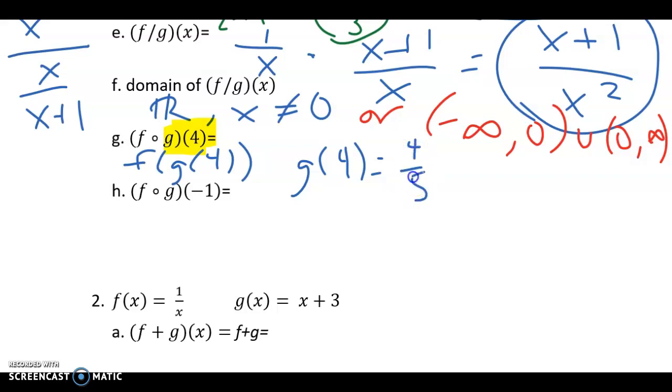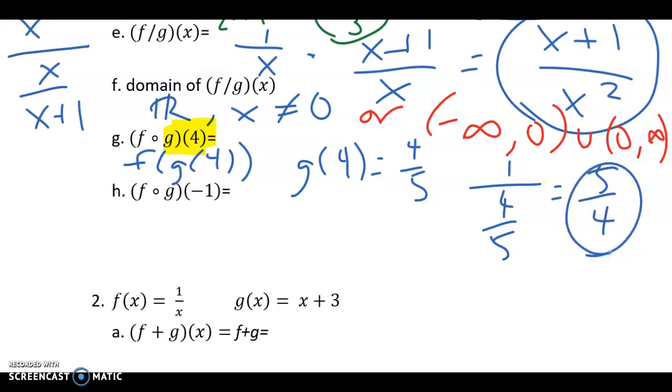And then we need to plug 4/5 into f. Remember, f was 1 over x. So we've got 1 over 4/5. If I multiply it by the reciprocal, my final answer here will be 5/4. So again, one more time, we do the g of 4 first. Whatever answer we get there, we plug into f.